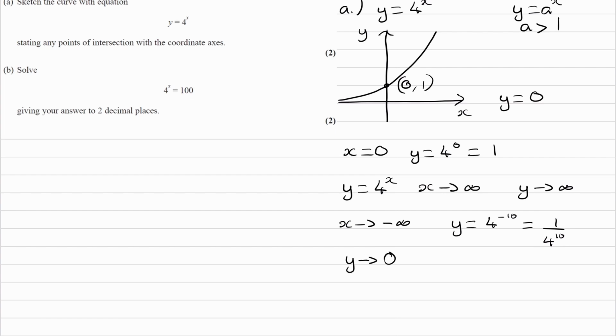It will never actually reach it, and that's why we have an asymptote of y is equal to 0 for this graph.